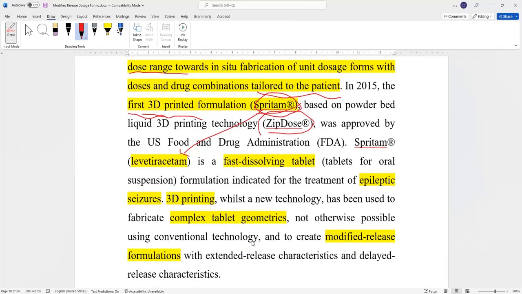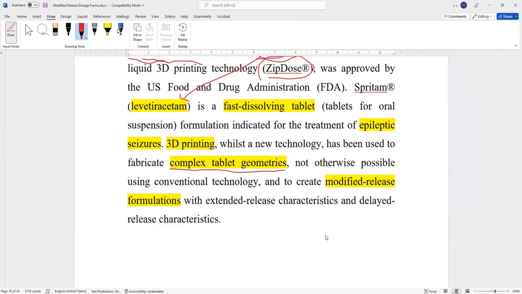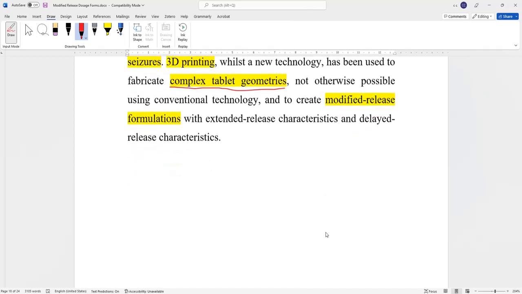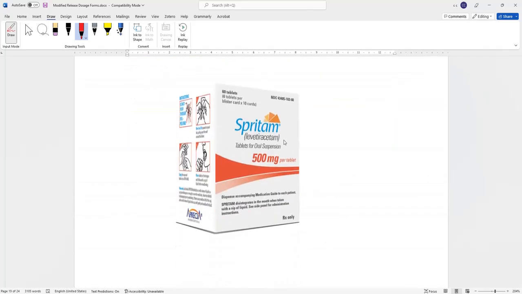Of course, the good thing about the 3D printer is that it can print complex tablet geometries, meaning different shapes of tablets that are not possible with conventional tableting machines. We can use 3D printers to create modified release formulations. And for your information, our College of Pharmacy at Ajman University has a 3D printer, and we are currently working on that machine to produce tablets. This is the example I talked about, Spritam.